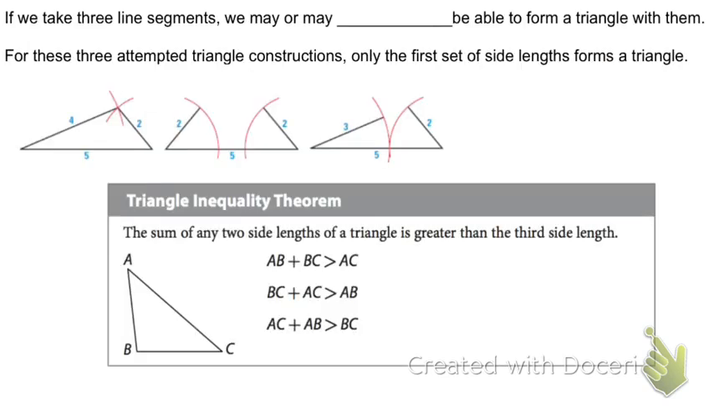What about 1, 1, 1? Guys, voice off. If we take 3 line segments, we may or may not be able to form a triangle. We just saw how sometimes it works, sometimes it doesn't. What works is that the sum of any 2 side lengths of a triangle has to be greater than the third length. If you pick any 2 sides, whether it's the biggest 2, the smallest 2, or the biggest and the smallest, it has to be bigger than the third side length.